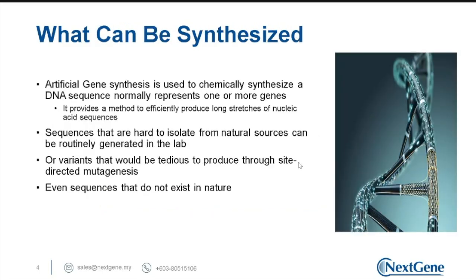Okay, so next, our question will be, what can be synthesized? Artificial gene synthesis is used to chemically synthesize a DNA sequence, and this DNA sequence normally represents a gene. Let's say you have a gene of interest from one particular organism, or even multiple genes. The gene synthesis technique provides a method that efficiently produces long stretches of nucleic acid sequences.